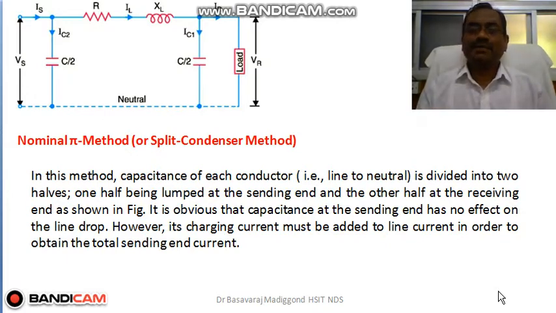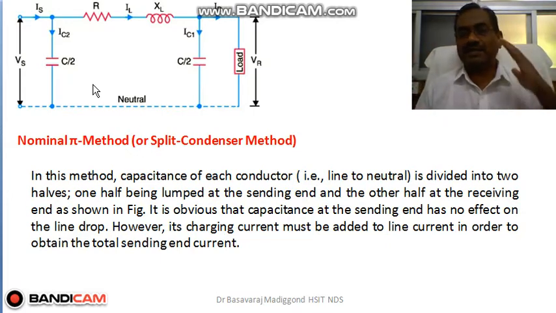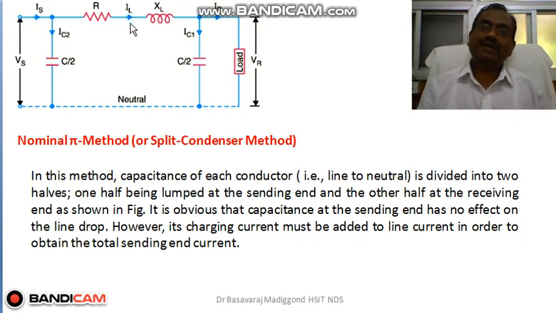Now, in the nominal pi method, the capacitance of the transmission line is split into two equal parts, C by 2 and C by 2. One capacitor is connected across the load, another across the sending end. One is connected across the receiving end and another across the supply side. And we have a line current IL which flows between these two capacitors through the transmission line.